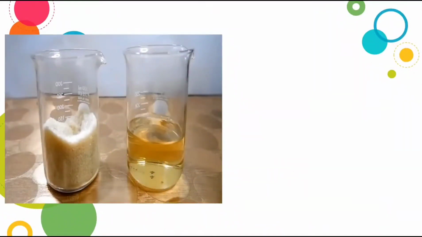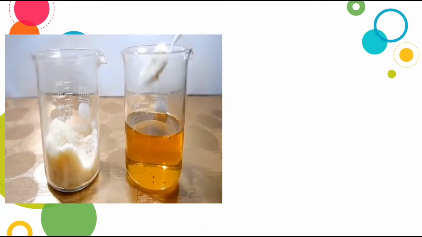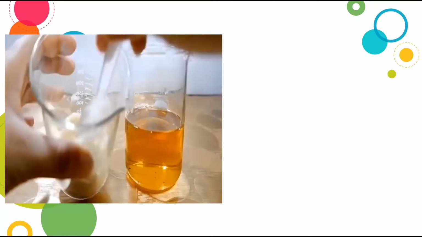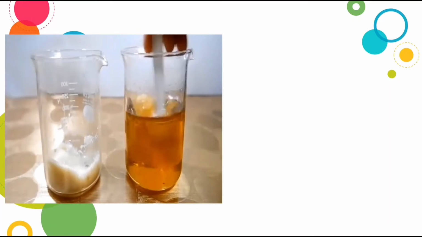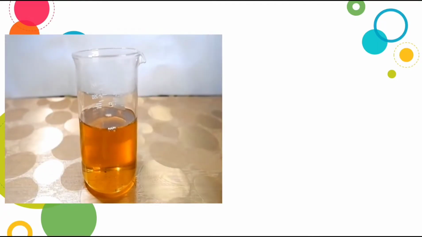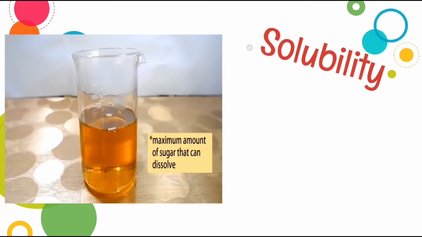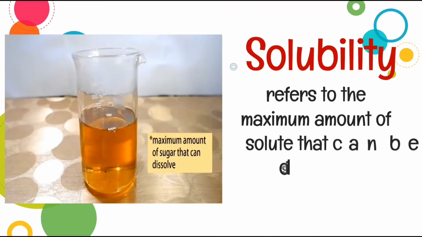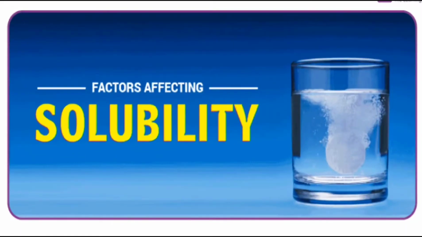This is an activity showing the solubility of sugar in a certain amount of water. Solubility refers to the maximum amount of solute that can be dissolved in a given amount of solvent. Factors affecting solubility. There are different factors that affect the solubility of a solute in a solvent.